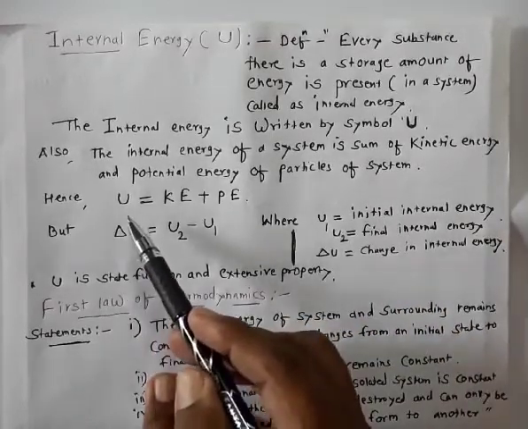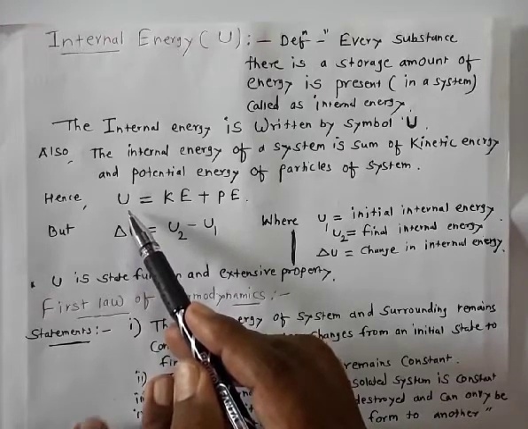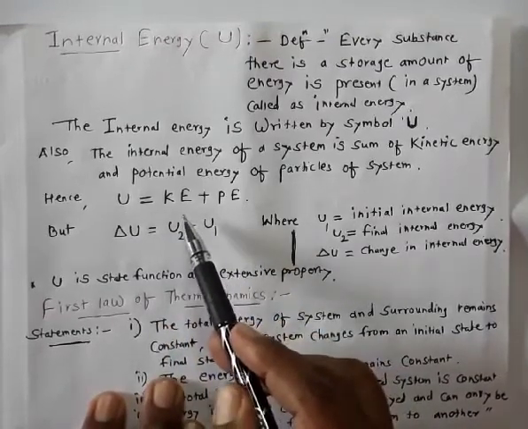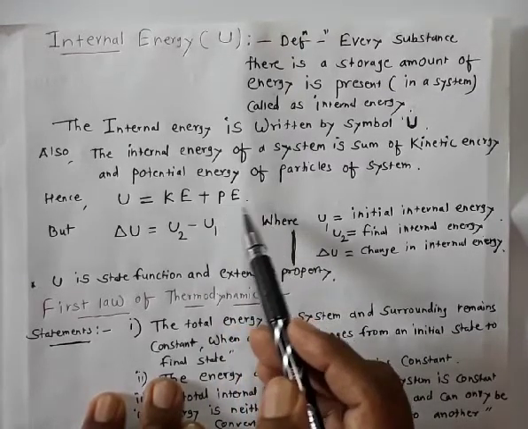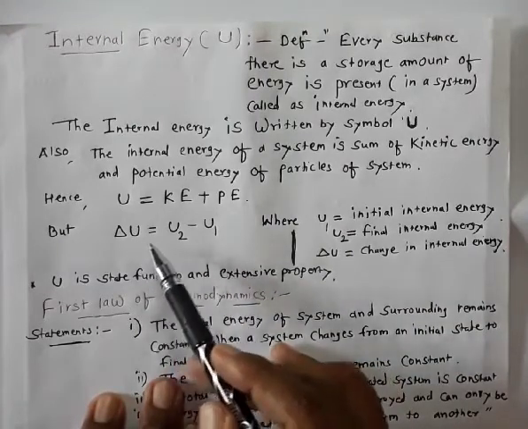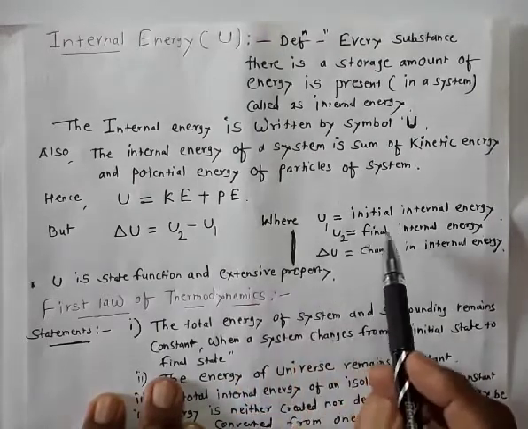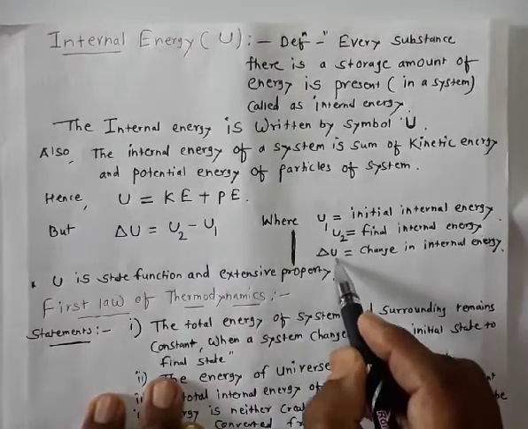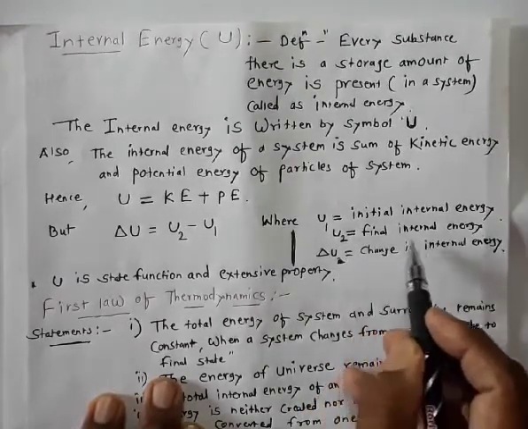So internal energy is written with the symbol U. U is equal to KE plus PE, where KE means kinetic energy and PE means potential energy. But delta U is equal to U2 minus U1. Now, how is delta U calculated? Suppose U1 is the initial internal energy and U2 is the final internal energy.